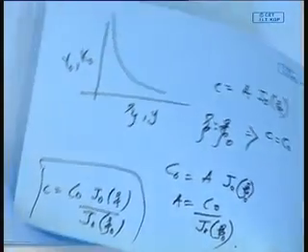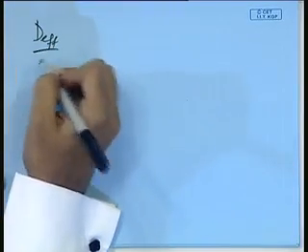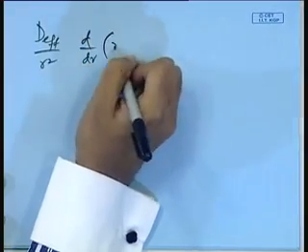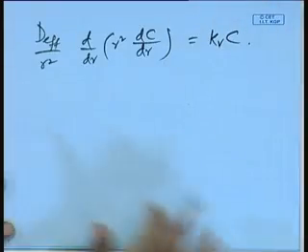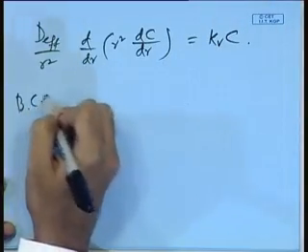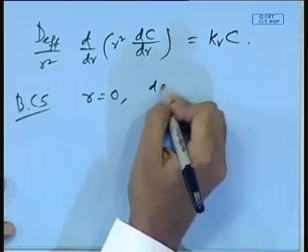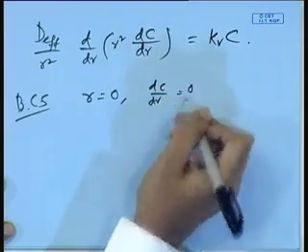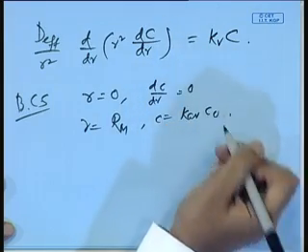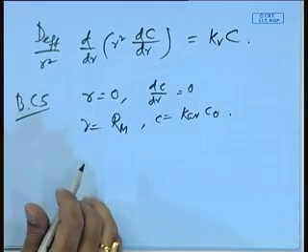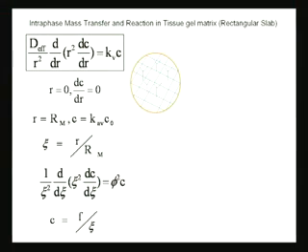Now the other question we had was with the spherical coordinate. This is the solution equation. So I asked you to solve it. So what is the solution? My equation is D effective over r square d dr of r square del c del r equals k v c, and my boundary conditions are at r equals 0, del c del r equals 0, fine.